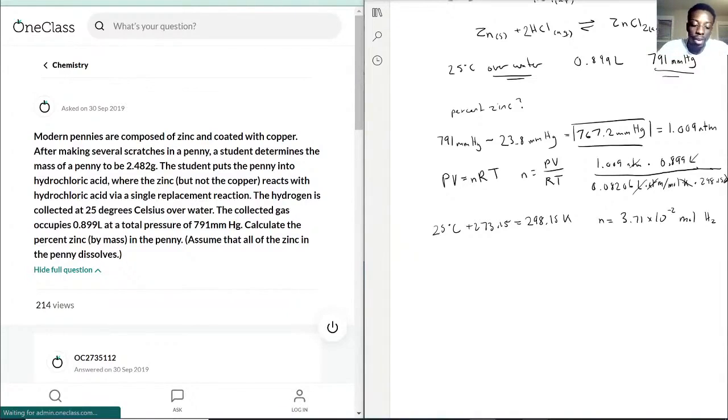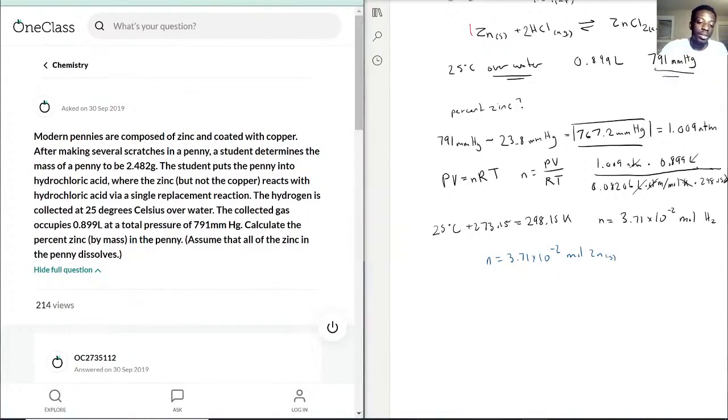And now we have to make sure that we transfer accordingly. It is a 1-to-1 ratio, as you noticed. 1 hydrogen gas, 1 zinc. So based on the fact that we have this many moles of hydrogen gas, we need the same amount of moles for zinc. So that means we do have 3.71 times 10 to the negative 2 moles of zinc as well. And that is what we have for moles.